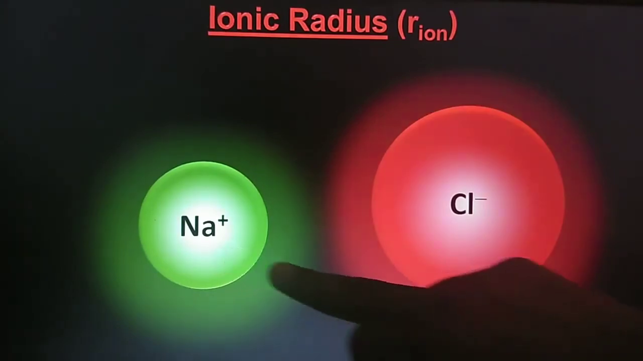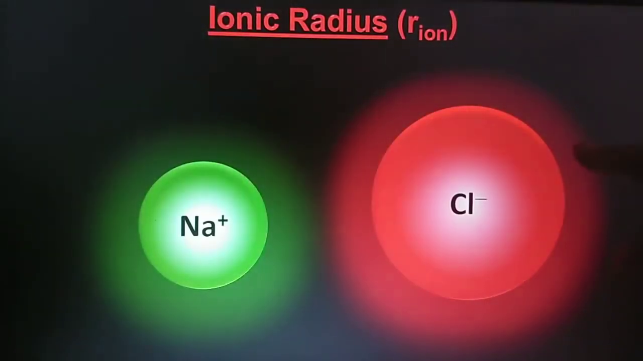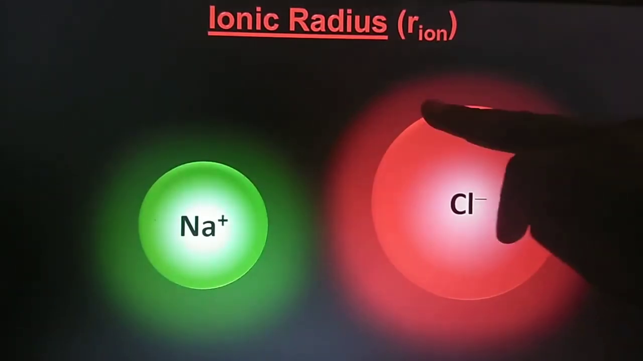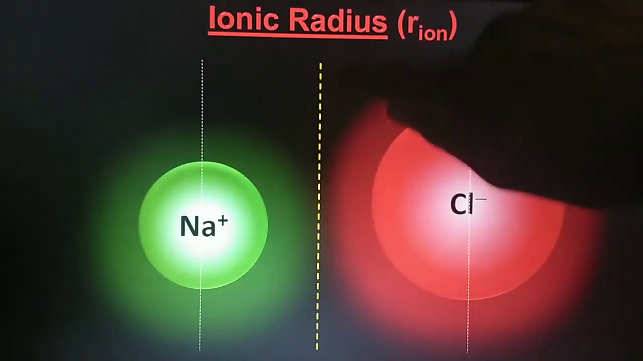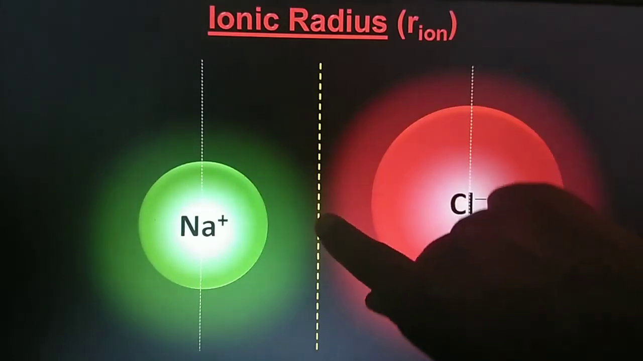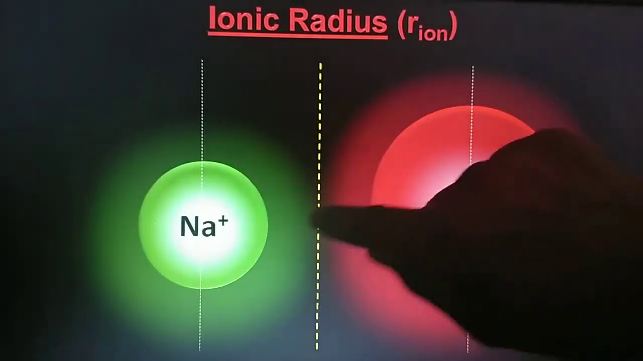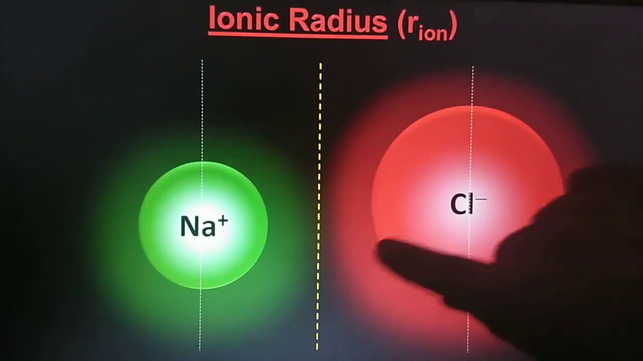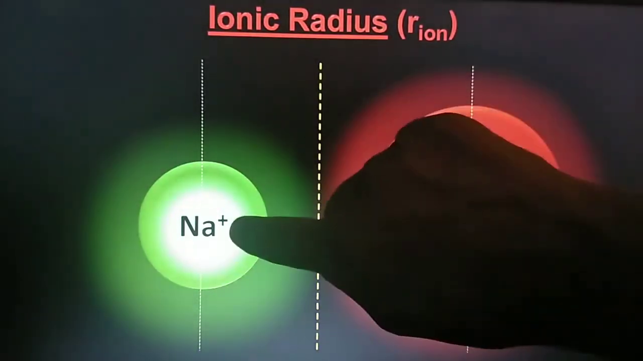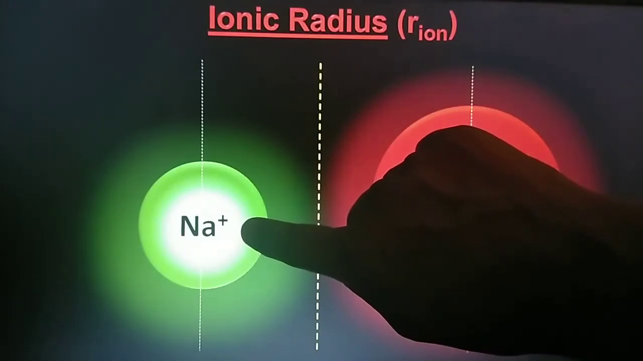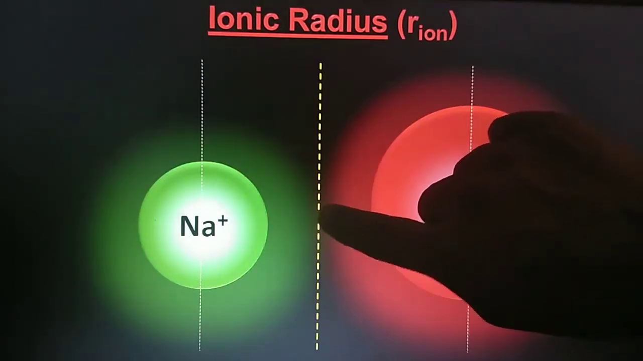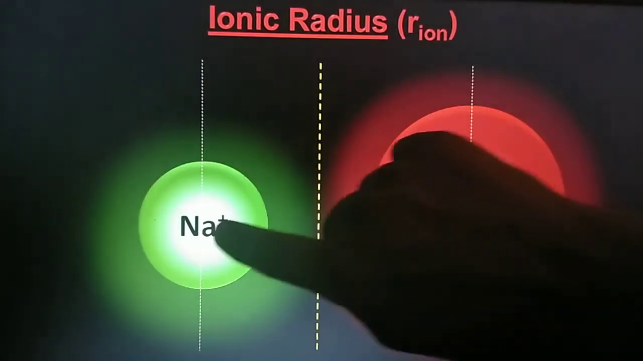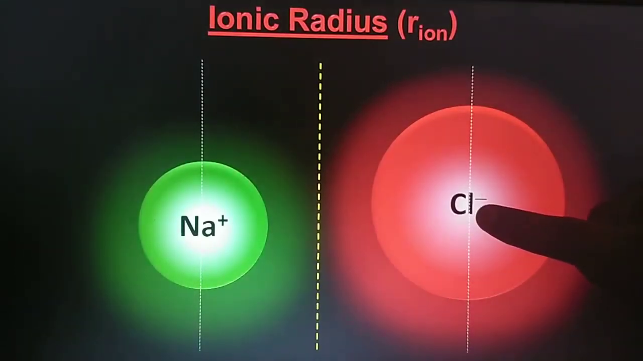Here is the sodium cation, smaller in size than the sodium atom. Here is the chloride anion, larger in size than the chlorine atom, and here is their size. This yellow middle line shows that to the left side of this is the sodium boundary and to the right is the chloride boundary. It means this is the line where the positive field of the sodium cation and the negative field of the chloride anion neutralize at this boundary. So this is the limit for the sodium as well as the chloride ions, right?